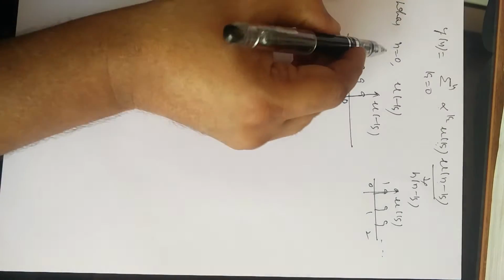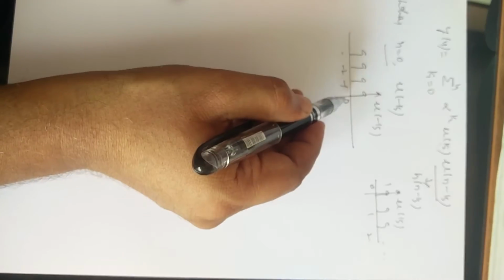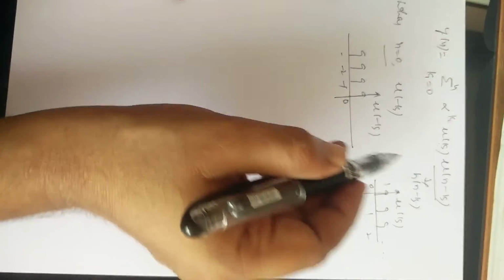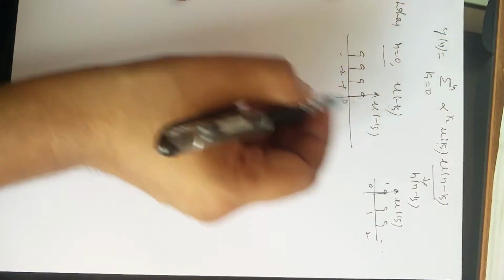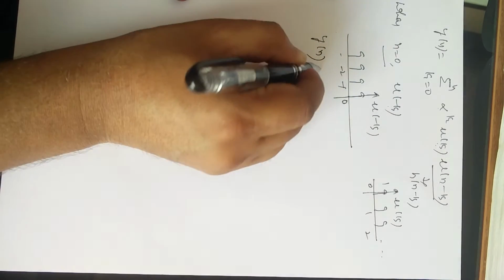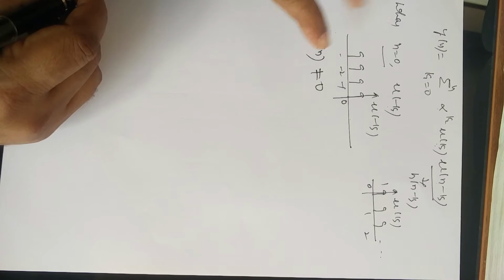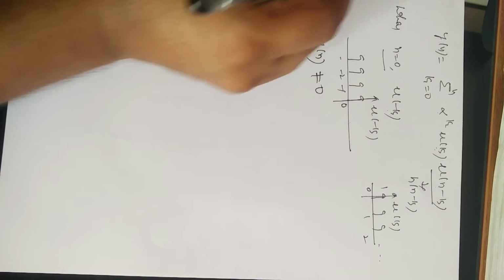When n is 0, the second signal, u of minus k, exists from 0 to minus infinity. Multiplication of these two is possible only at 0. Hence, output y of n gives a non-zero value. That means when n is 0, the output is not equal to 0. You have some value here. This is the first case.